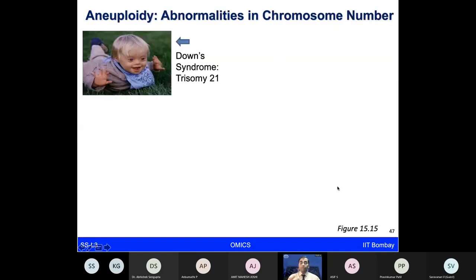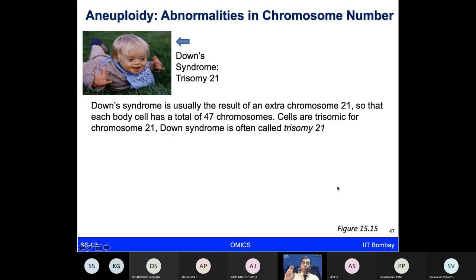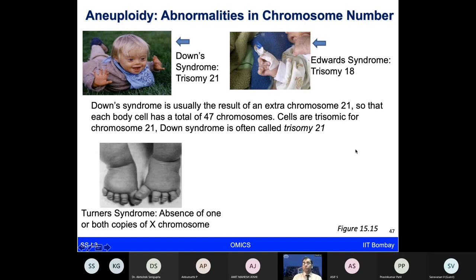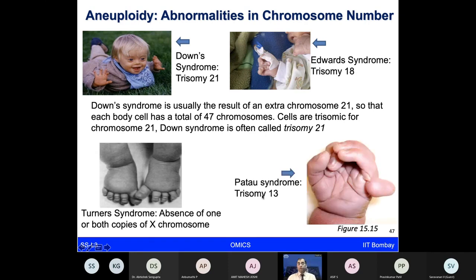Sometimes we also see certain chromosomes, among the 23 pairs of chromosomes, showing more than two copies, like in Down syndrome. The 21st chromosome has three copies, and therefore we see this child who is not normal. Edwards syndrome is also a trisomy, with three copies of chromosome 18. In Turner syndrome, we have absence of one or both copies of the X chromosome. Patau's disease is a trisomy of the 13th chromosome, which means three copies of the 13th chromosome.